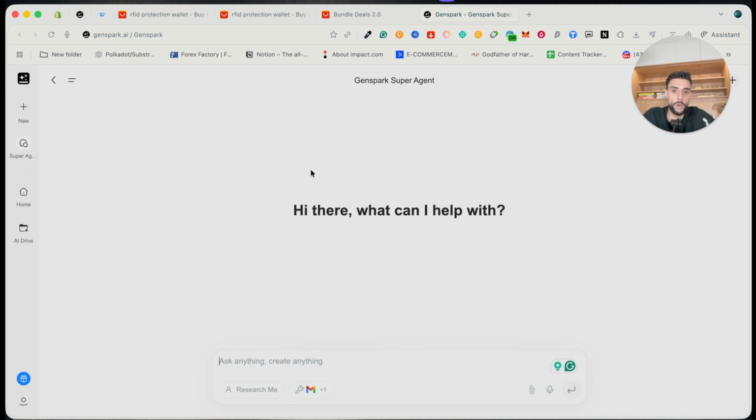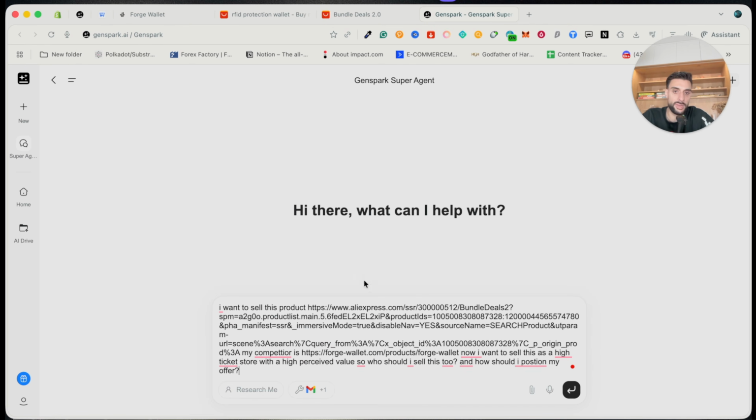I'm then going to head over to something called Genspark. It's the best AI agent in the whole of AI, in my opinion. I use it every single day. This isn't like an LLM like ChatGPT where you ask it a question and it answers it. This is also an agentic AI where it can go out there and perform tasks. So this is super powerful.